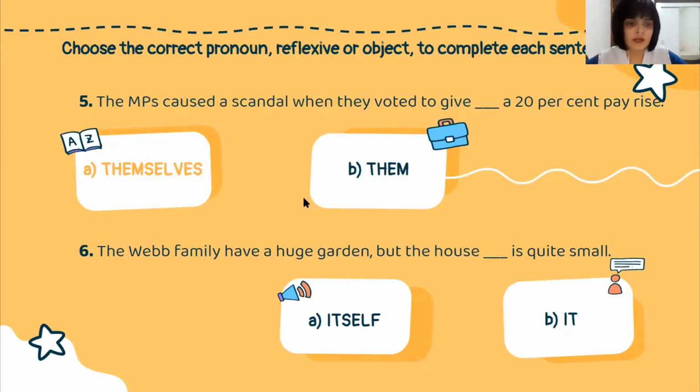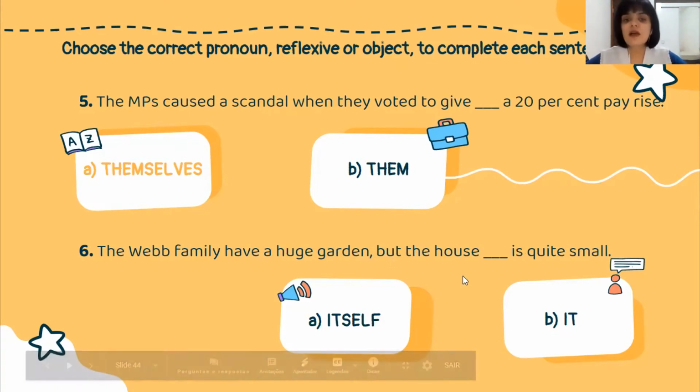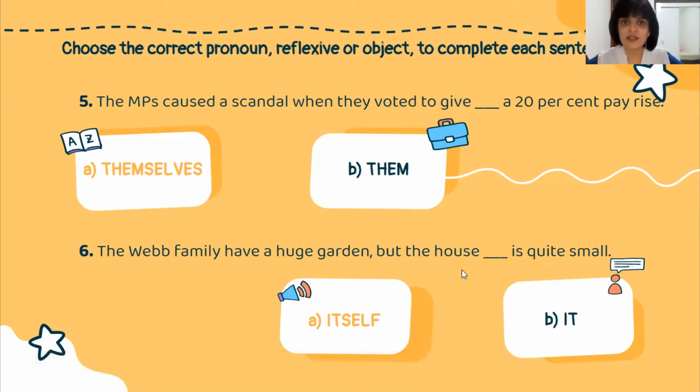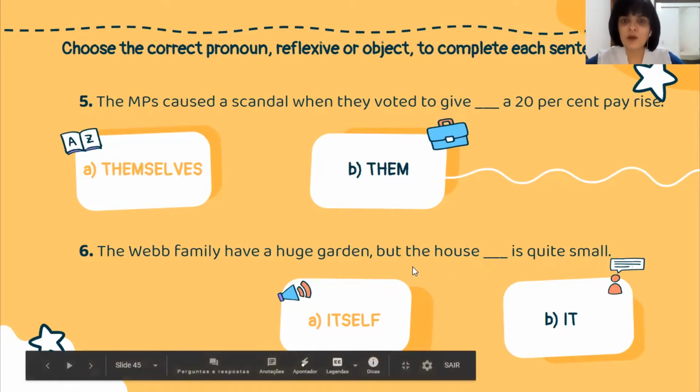Now the sixth one. The Webb family have a huge garden, but the house is quite small. Então aqui, qual das duas palavras vocês acham que é mais apropriada para a frase? Itself or it? Here, guys, the word is itself because it's referring to the house, and the house is an inanimate object, right? So when we are referring to inanimate objects like houses, buildings, or to animals, we use the pronoun it. So that's why the reflexive pronoun here is itself.